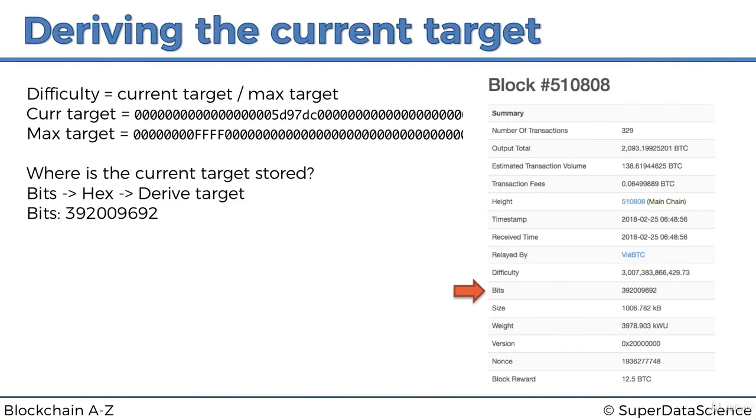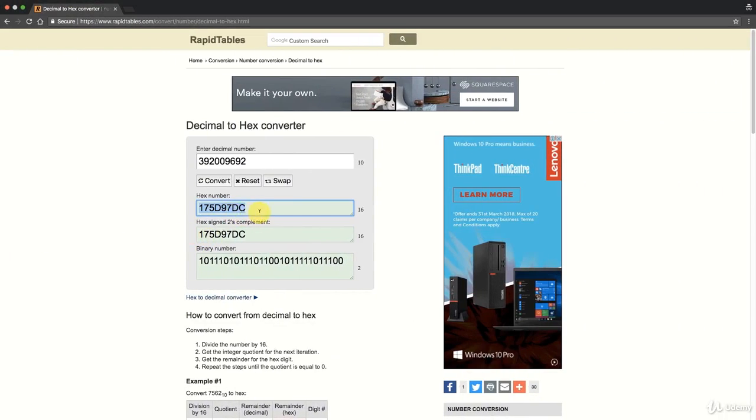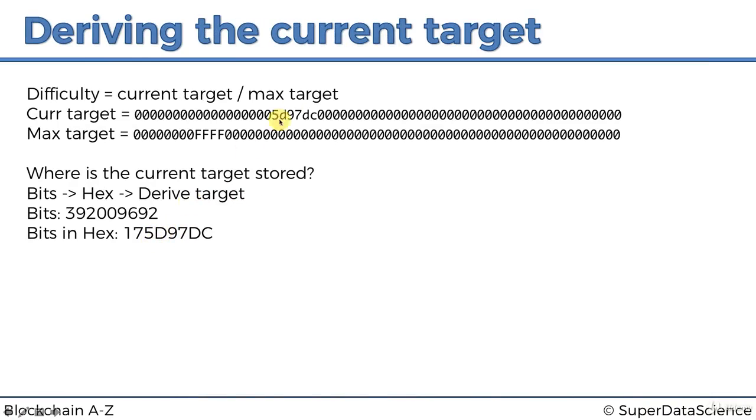So there's our bits and there's our hex number. You can see it's exactly the same number as I got here. Our bits is a number in the decimal system, and this is in hex. You can see we're already getting close. You see the suspiciously similar thing here: 5D97DC, 5D97DC. So we can already see that that's a component.